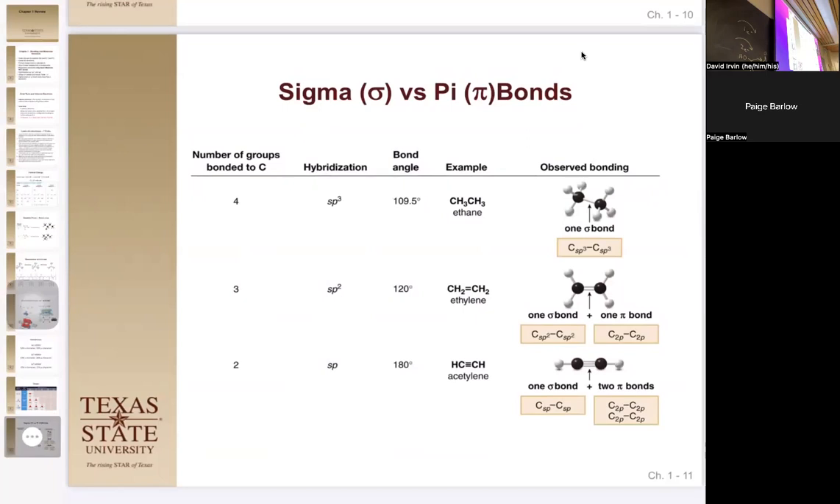Two. One from each p. How many electrons are in a sigma bond? Two. How many are in a single pi bond? Two. How many are in two pi bonds? Four. So how many electrons are between this carbon and that carbon? Six. Okay, so you have to count your electrons. Make sure. That may seem like a simple question, but write that down because it's important.